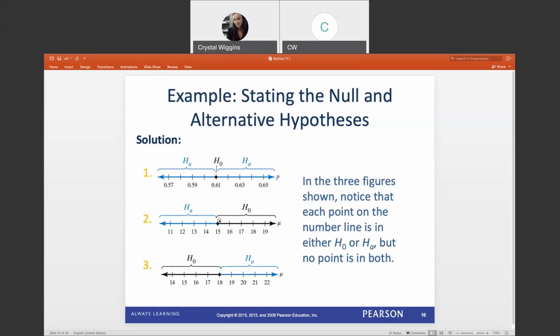Okay, our second example, we were less than 15, so the blue does not include 15. Notice the 15 is included for the null because that was greater than or equal to. And similar situation for example 3.